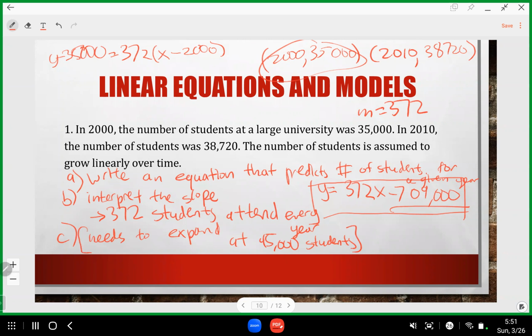Great. So now we just need to put this into the equation, right? So we want to find x, and we know the number of students, right? 45,000. Great. We know the number of students, and we want to find time, which is x. And if you plug this into a calculator, divided by 302, you're going to get roughly 2026. The campus is going to need to expand when enrollment reaches 45,000 students, and that is in 2026. So that is how you solve problems like these.